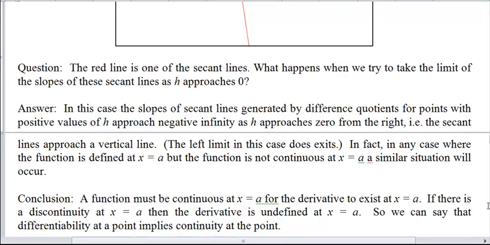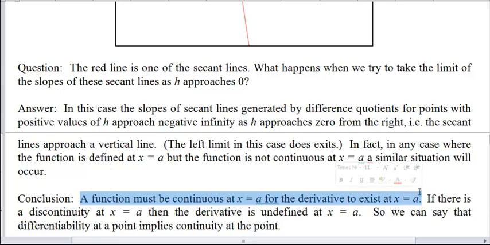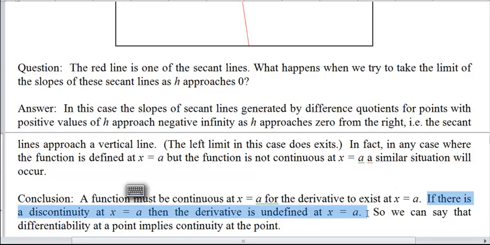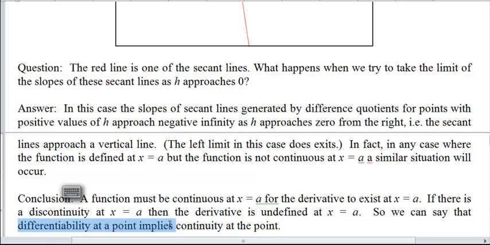So a function must be continuous at x equals a for the derivative to exist. In other words, if there's a discontinuity at x equals a, then the derivative is undefined at x equals a. Another way to say that is differentiability at a point implies continuity at that point. If it is differentiable, then it must be continuous. If it's not continuous, then it's not differentiable at that point.